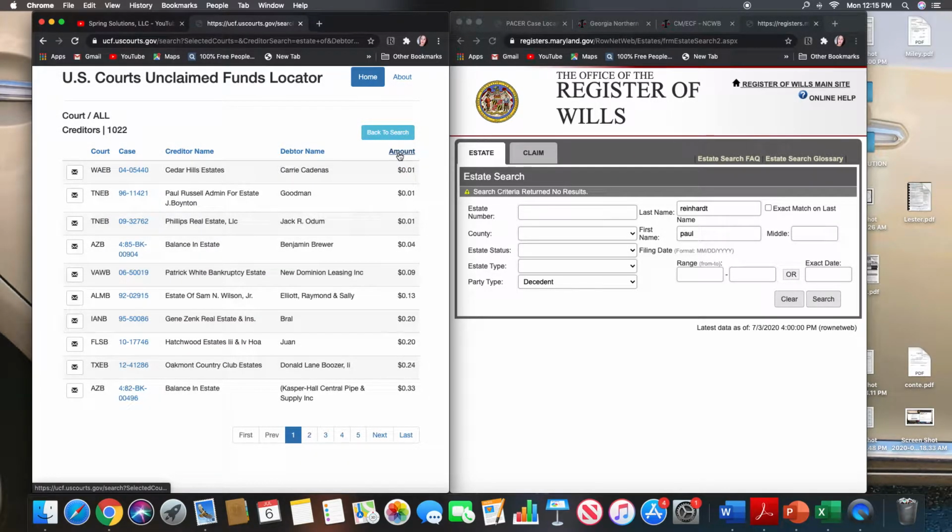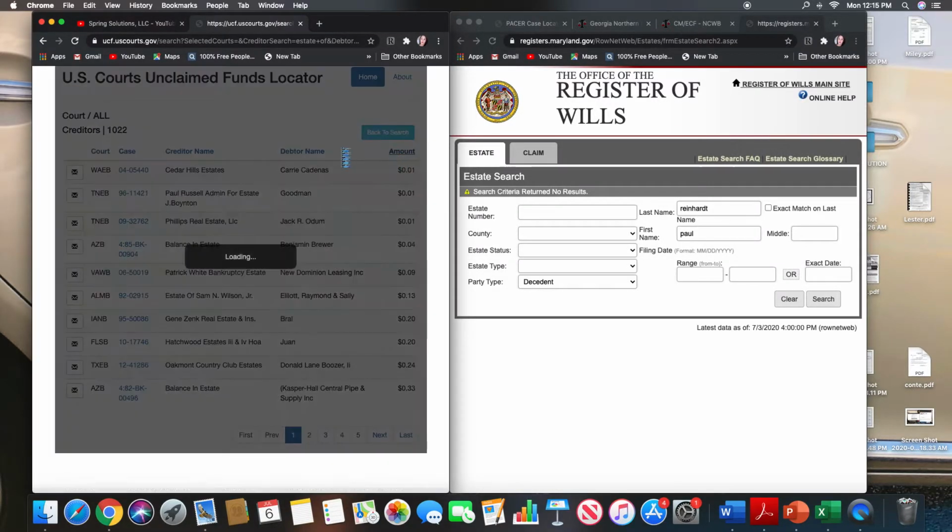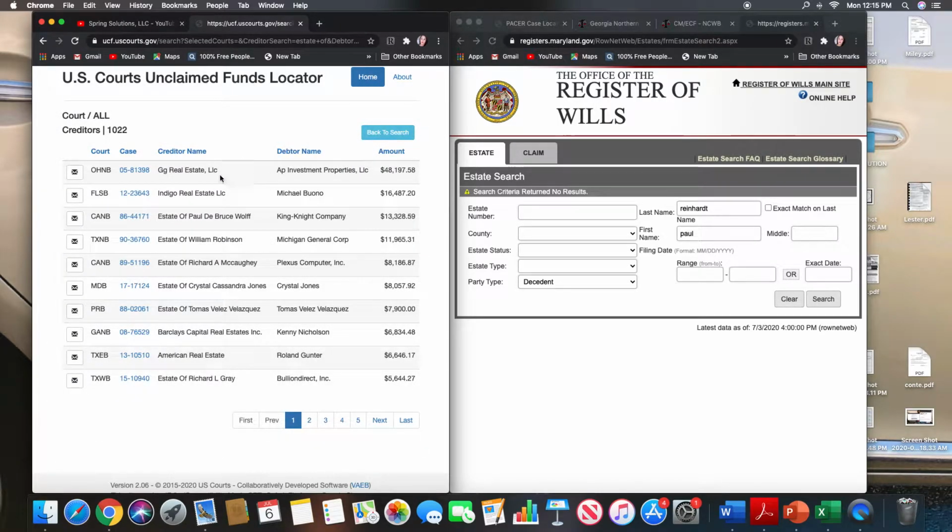So if I click amount twice, it's going to pull up the highest claim. And when I do that, you see that this says GG Real Estate LLC. So this is not a probate issue, but you could still work this. It's just a real estate company.